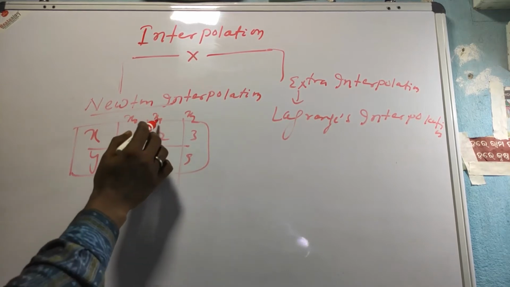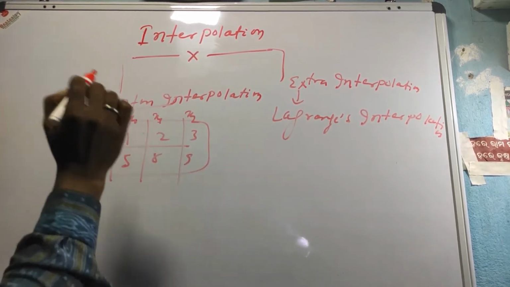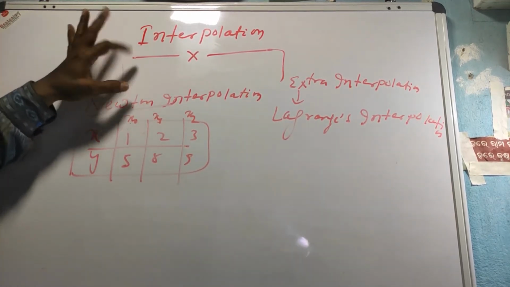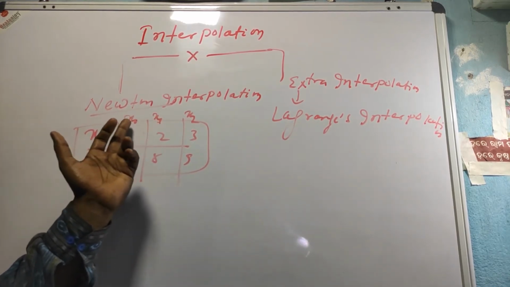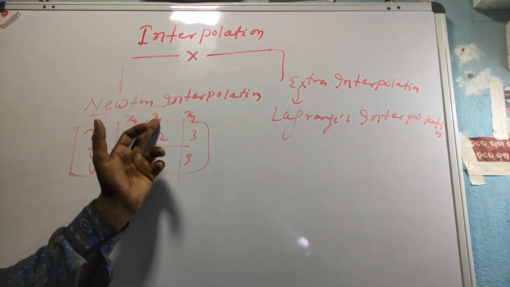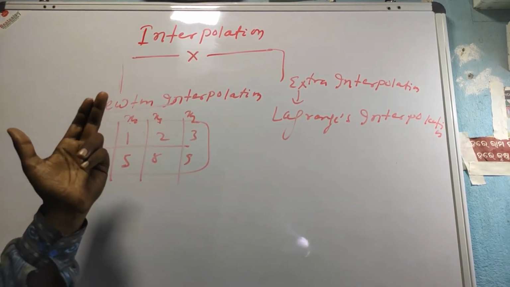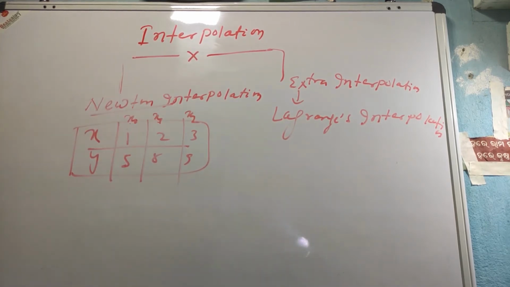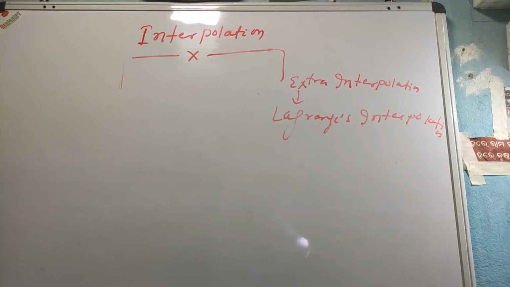First of all, you have to subtract: x1 minus x0, x2 minus x1. If the subtraction value is the same, you go with Newton interpolation. If the differences x1 minus x0 and x2 minus x1 are not the same, then you apply Lagrange interpolation. I'll give an example.